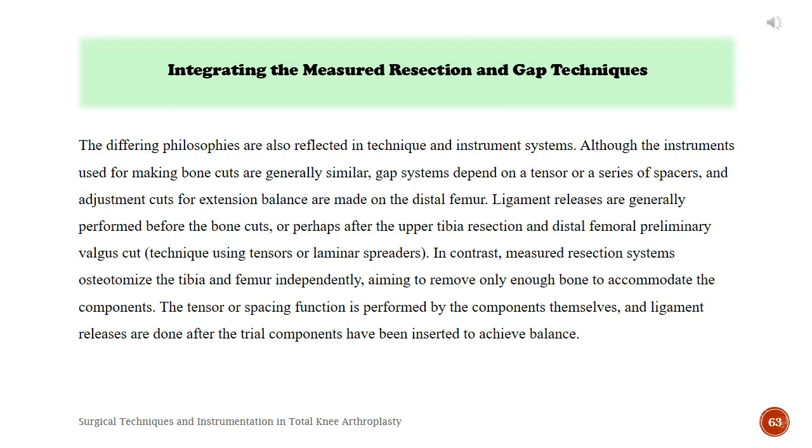In contrast, measured resection systems osteotomize the tibia and femur independently, aiming to remove only enough bone to accommodate the components. The tensor or spacing function is performed by the components themselves, and ligament releases are done after the trial components have been inserted to achieve balance.